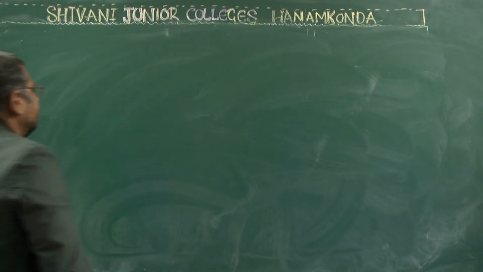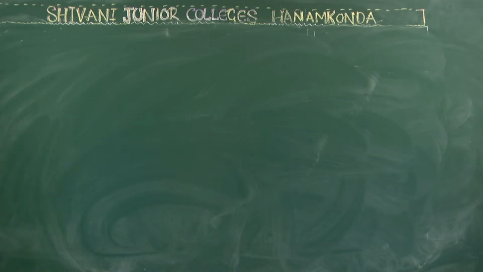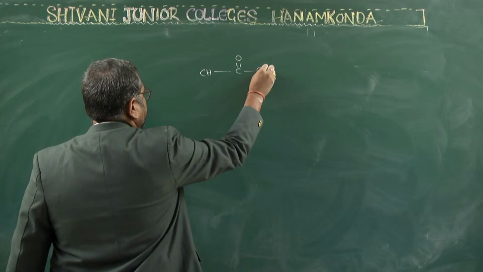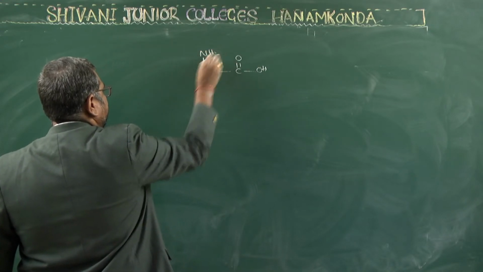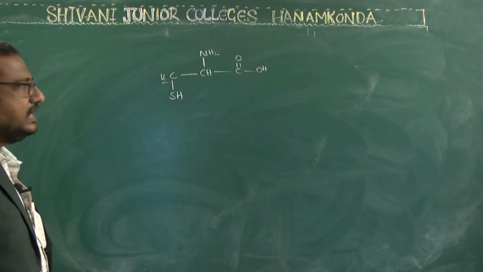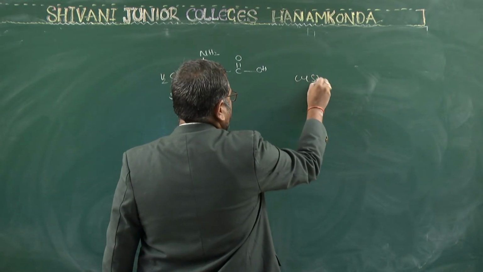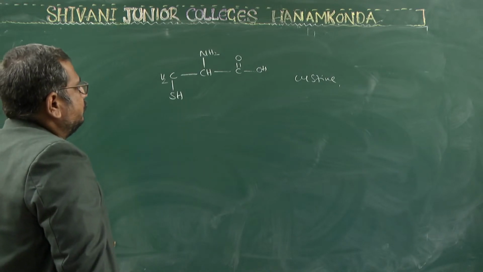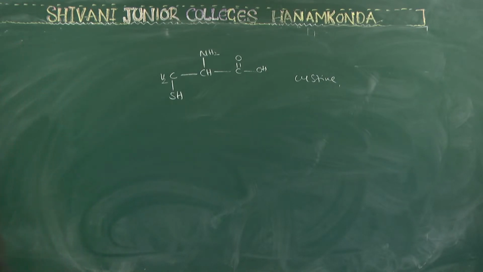Sulfur containing amino acids. In that, cysteine, the base unit is CH, COOH, and here NH2 group is there, and this one is CH2 and SH group. Sulfur containing amino acid, this compound name is cysteine. This is one of the amino acids among the sulfur containing amino acids. Next, another one: if two cysteine units are combining together, that is called dicysteine compound.